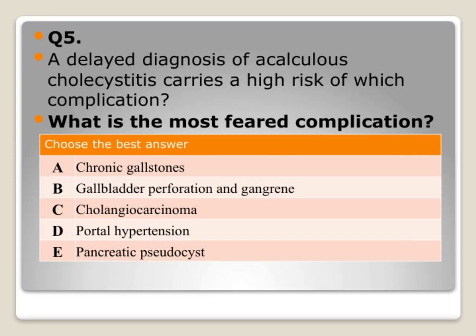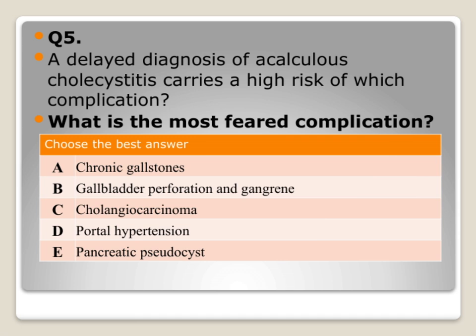Now, let's take a look at this question. We're asked to identify the most serious complication resulting from a delayed diagnosis of acalculous cholecystitis. As you can see, the options include chronic gallstones, gallbladder perforation and gangrene, cholangiocarcinoma, portal hypertension, and pancreatic pseudocyst. The key point here is that when acalculous cholecystitis isn't diagnosed promptly, the inflammation can become severe. This can lead to tissue necrosis, which may cause the gallbladder to perforate or develop gangrene.